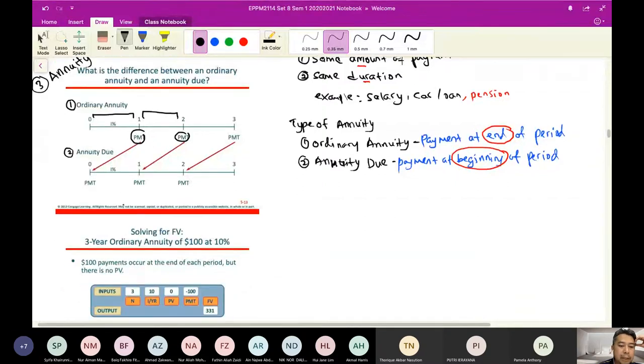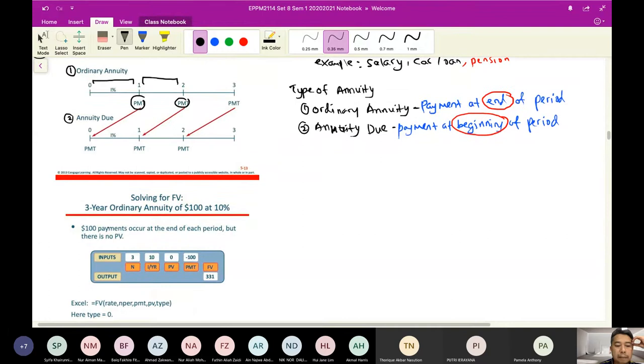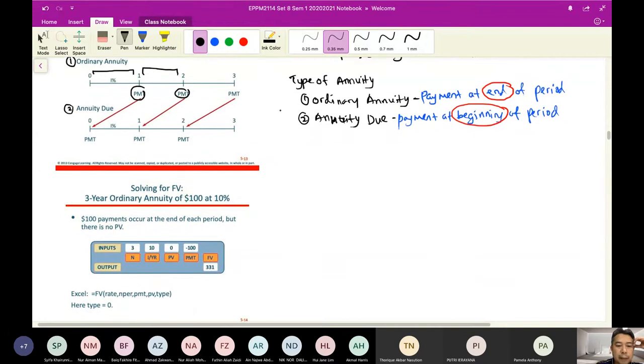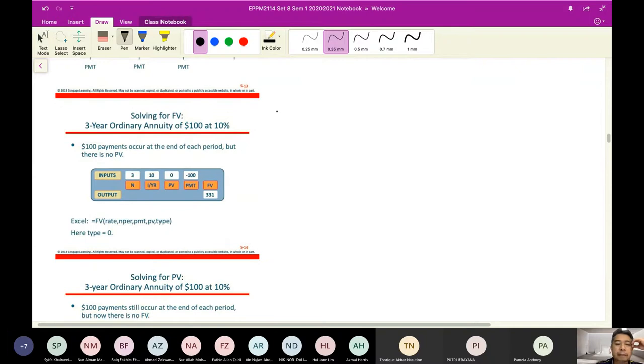So let's have a look at the ordinary annuity. This is the example of ordinary annuity. Okay. This is ordinary annuity, so by using a financial calculator, how do you want to do it by using method one? Annuity calculation.